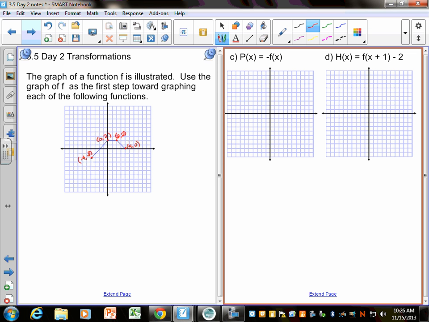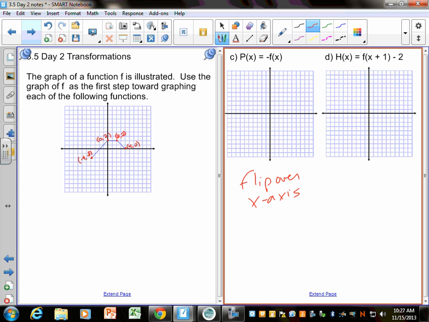I think the y's are going to change value, not the x's. So if y's change values, it's going to be the x-axis. Yeah? It should be flipping over the x-axis. It flips over the y-axis if the negative's on the inside. So this is where it does actually kind of check to see if you know the transformation.